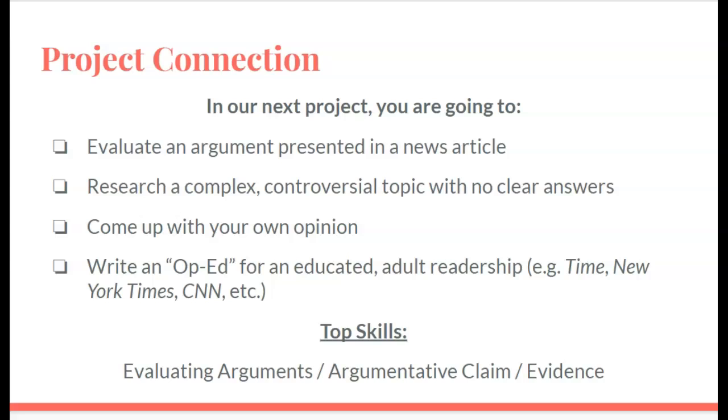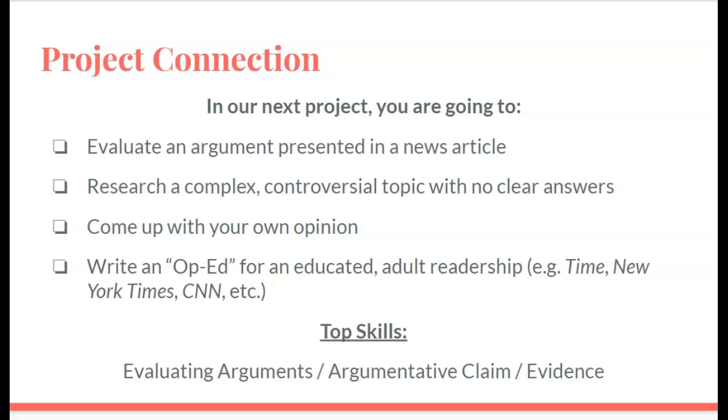So our project connection, in our project, we are going to be examining and evaluating an argument in a news article. You're going to use that example as a model for your own writing. So checkpoint 1, which is what we're starting today, is where you're going to evaluate an argument.